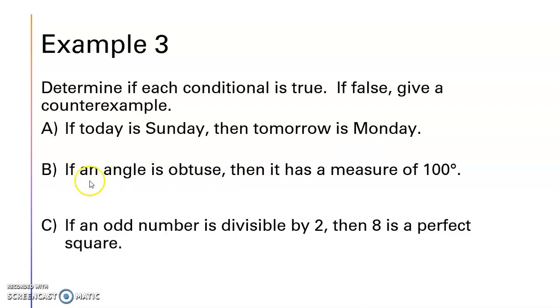In part B, it says, if an angle is obtuse, then it has a measure of 100 degrees. So think about, if I had an obtuse angle, does this have to be true? Okay, decide on a truth value. If it's false, give a counterexample. In part C, it says, if an odd number is divisible by 2, then 8 is a perfect square. So think about if this is true, and then think about the rest of the statement. So pick a truth value. If it's false, give a counterexample, and then press play to check your answers.